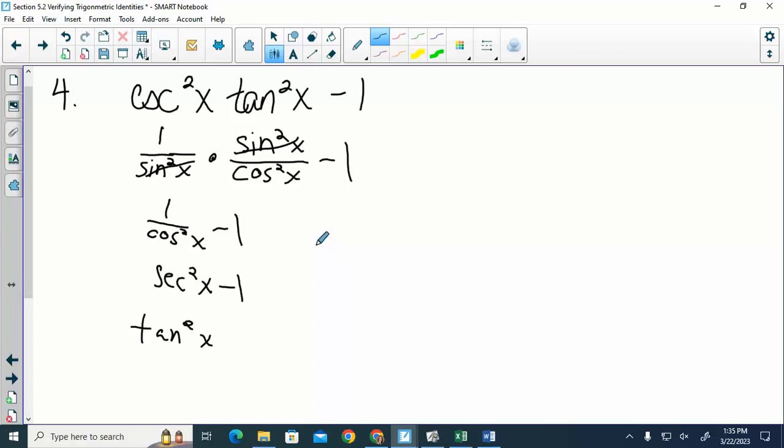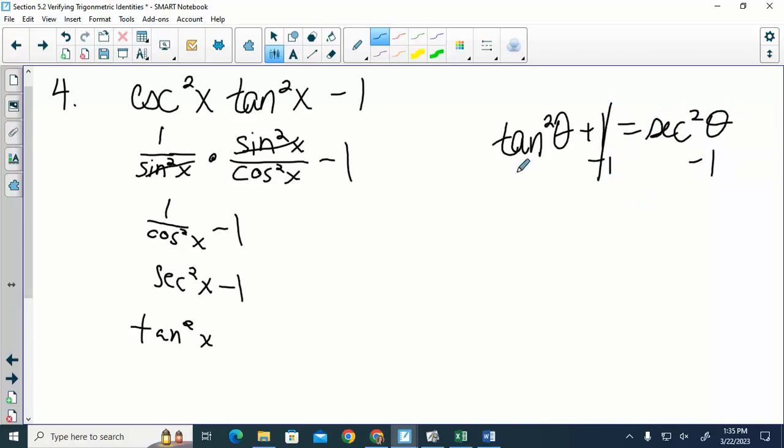Where did we find the secant squared x? We had tangent squared theta plus 1 equals secant squared theta. And so if you subtract the 1 from each side, secant squared minus 1 is just tangent squared. Thank you. You're welcome. All right.